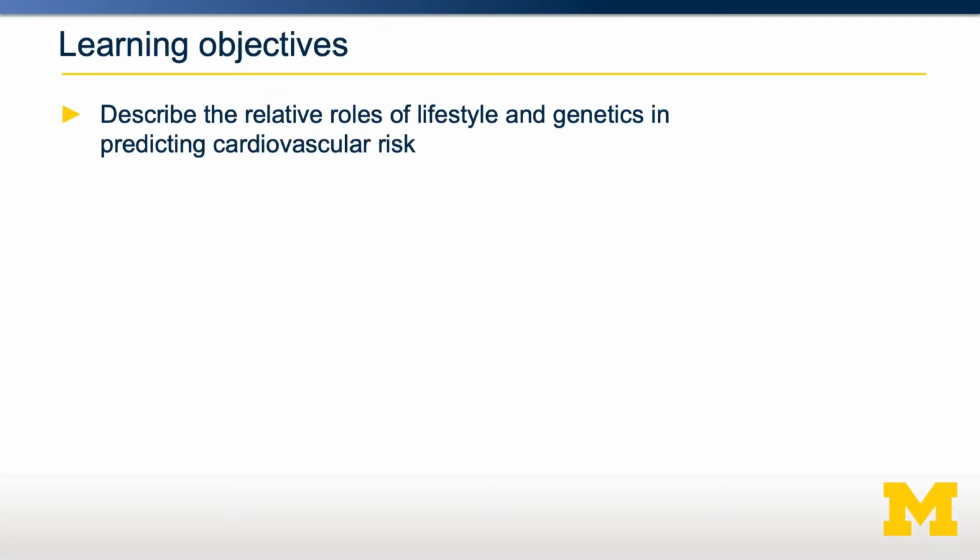Cardiovascular disease is a major cause of death in Western societies. But what do we know about the role that genetics and lifestyle play in cardiovascular risk? And how can we use our understanding of lipoprotein metabolism to understand genetic risk of cardiovascular disease? In this video, we're going to talk about the relative roles of lifestyle versus genetics in predicting cardiovascular risk.